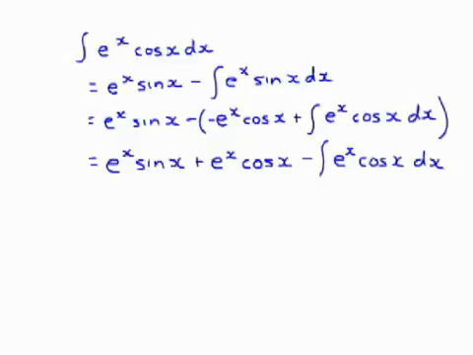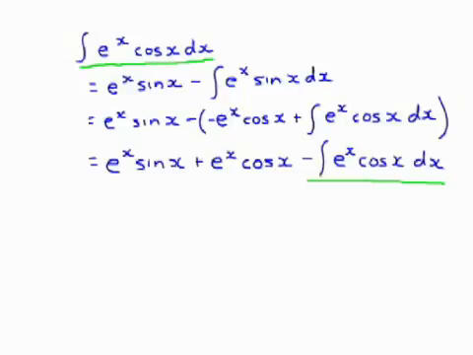Remember, we were stalled at that point and asked ourselves, should we do integration by parts again? Well, let's take a look at our original question. It was the integral of e to the x cosine x dx. Hey, look, our last integral is the integral of e to the x cosine x dx. It occurs on both sides of the equation.